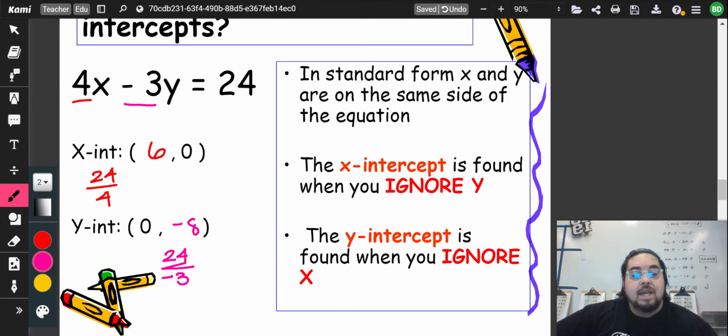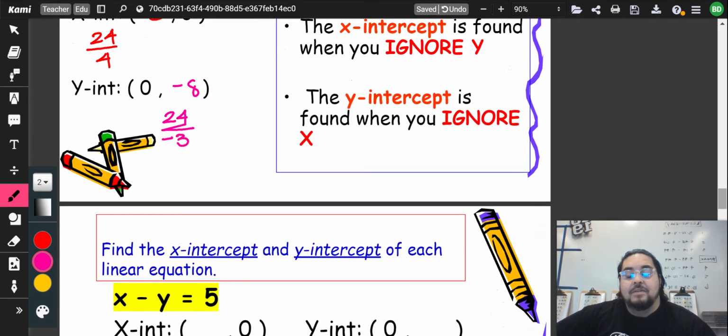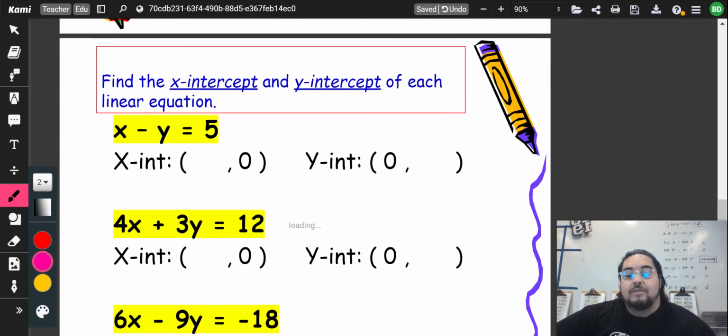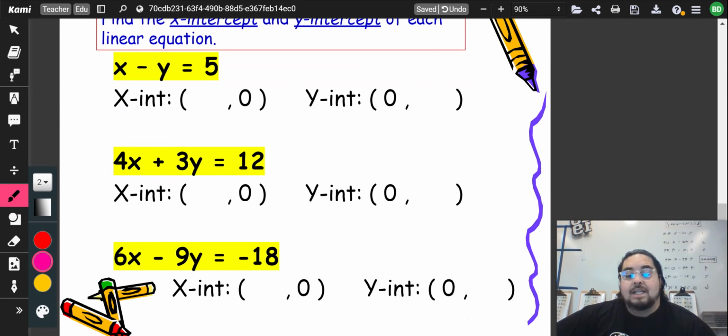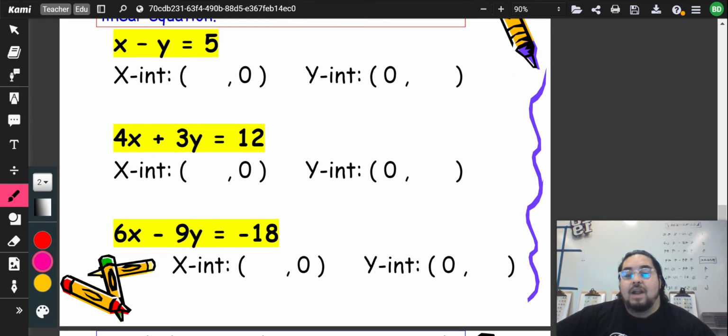Okay, so quick speed round of finding x and y intercepts. Let's go through some different possibilities that we can have. Okay, so in our first example, we have x minus y equals 5. Now for x and y, there are no terms in front.